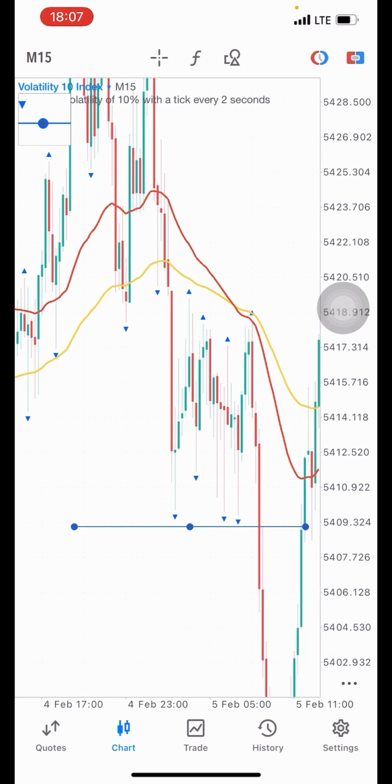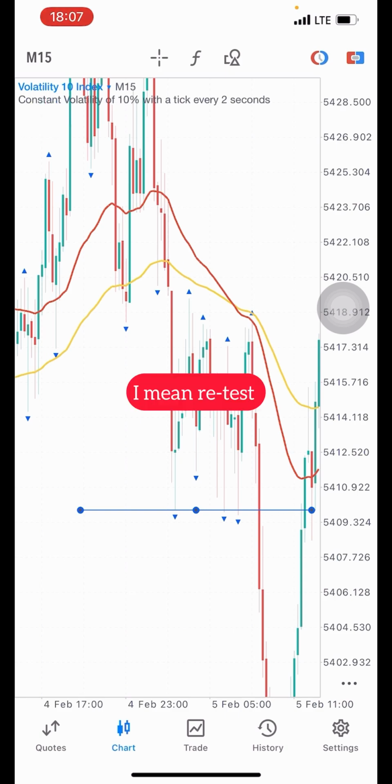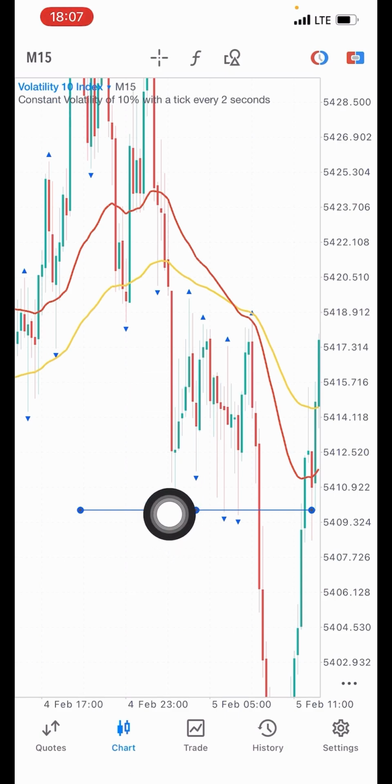All right, so when it's going back for a structure, what you want to wait for is for fractal to appear and confirm the structure for you. All right, so once you see a fractal, this arrow here appearing at the bottom of that structure, then you know that the structure has been confirmed. You mark it.